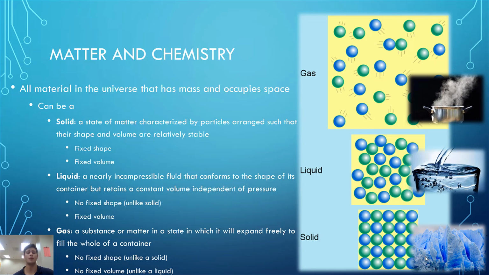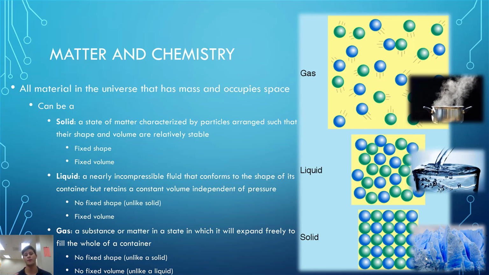chemistry. Basically, matter is defined as all material in the universe which has mass and occupies space. And matter usually takes three forms. There is a fourth form called plasma that we're really not going to talk about. So for now, just think of the three fundamental principles of matter. Matter can take place as a solid, which is a state of matter characterized by particles arranged in such a way that their volume and their shape are relatively stable. So when you think of a solid, think a fixed shape as well as a fixed volume.